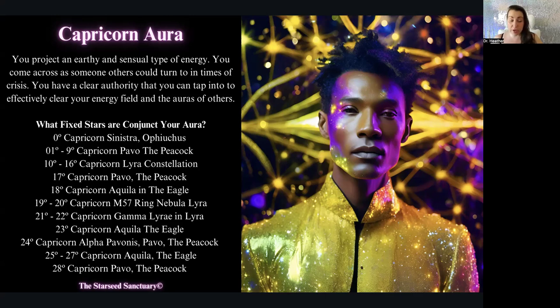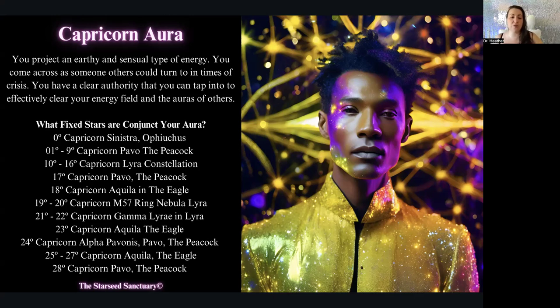19 to 20 degrees could mean that your natal asteroid aura is conjunct the Ring Nebula in the Lyra constellation. 21 to 22 degrees, another star in Lyra. 23 degrees, Aquila the eagle. 24 degrees Capricorn, the main star in Pavo the peacock. 25 to 27 degrees, Aquila, and then 28 to 29 degrees of Capricorn would be Pavo, the peacock.